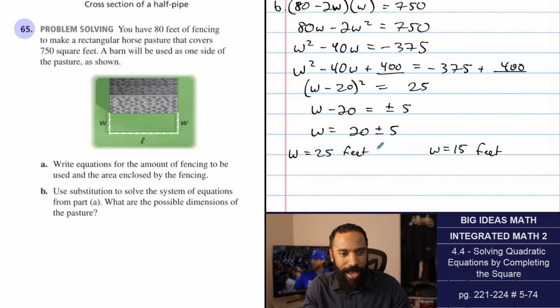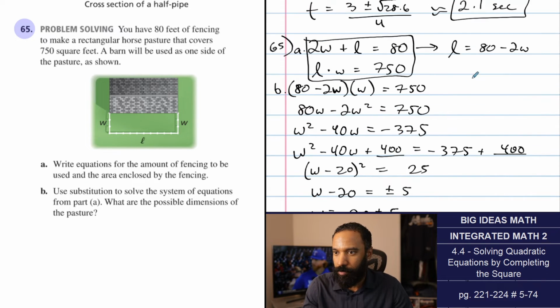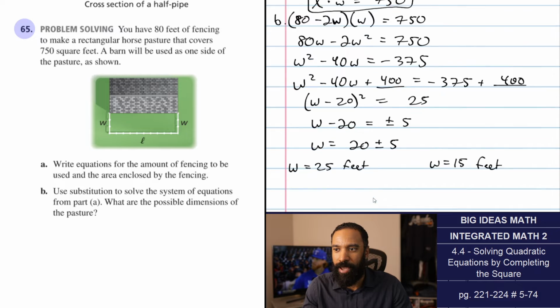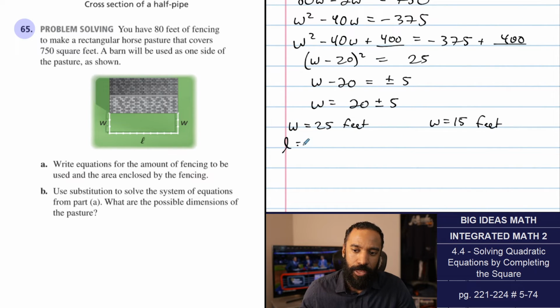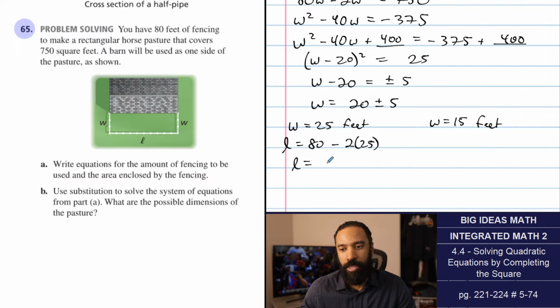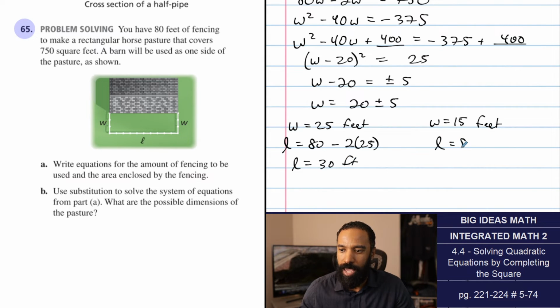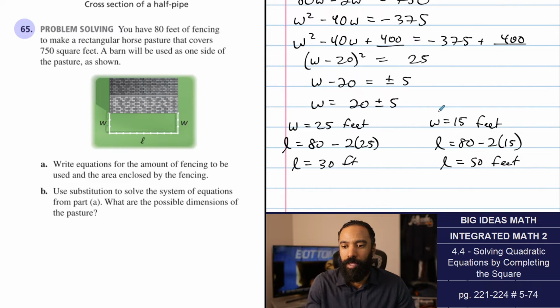If the W is 25, what is the length going to be? Let's go back. Length is 80 minus 2W. That would be 30. 80 minus that is 30 feet. And then on this one, length would be 80 minus 2W, which is 50 feet. Let's see if both of those work.